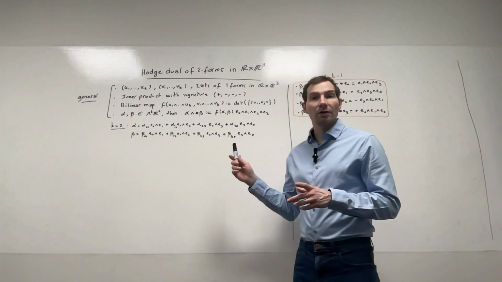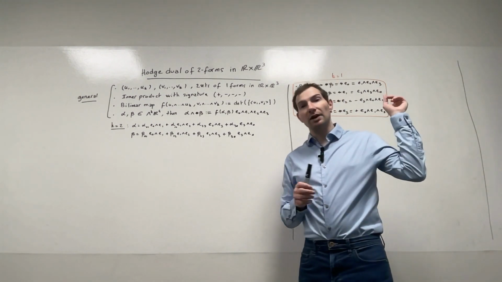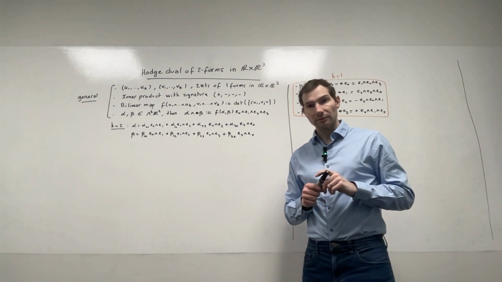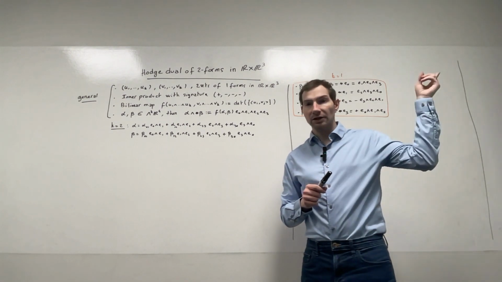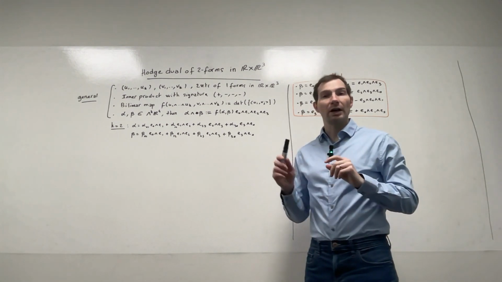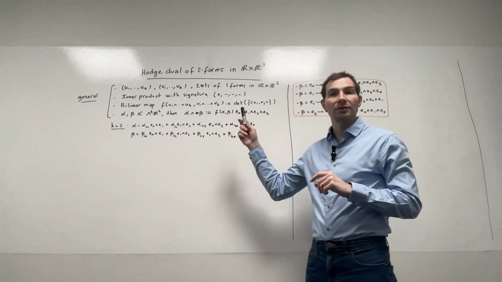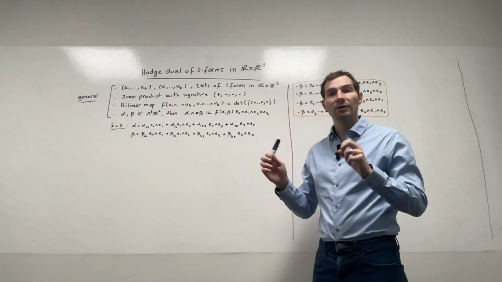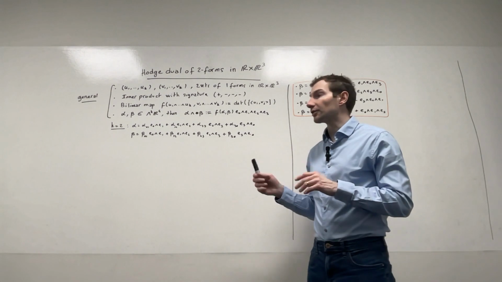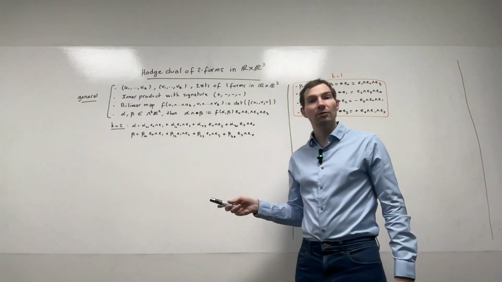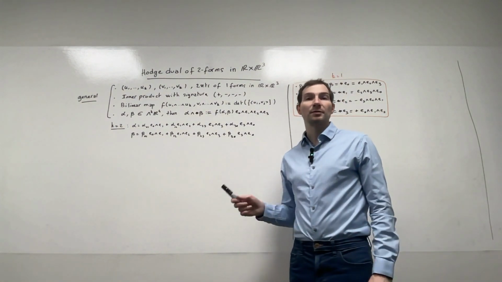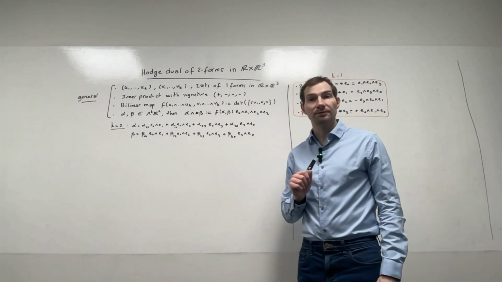So just to put a bit of perspective, I'm going to put a video here or somewhere where you can have a look at how we did it with 1 forms or 1 vectors to calculate the duals, but otherwise today we are going to look at 2 forms.